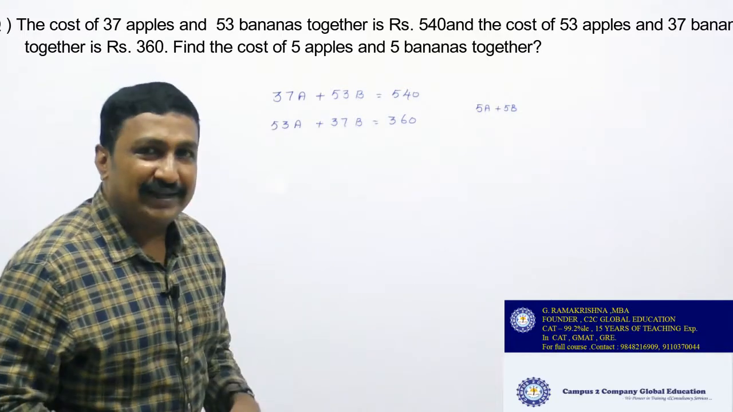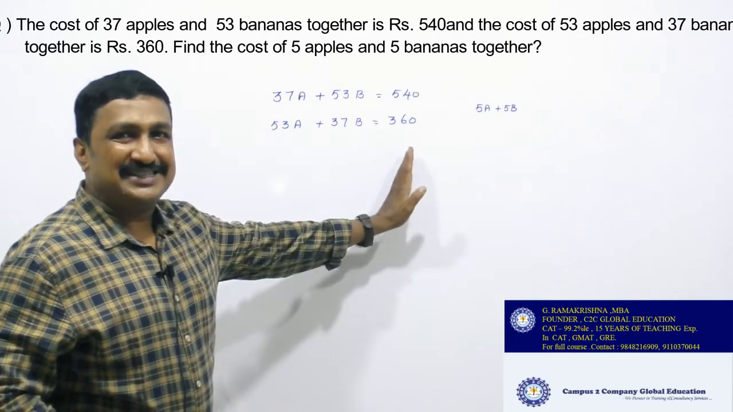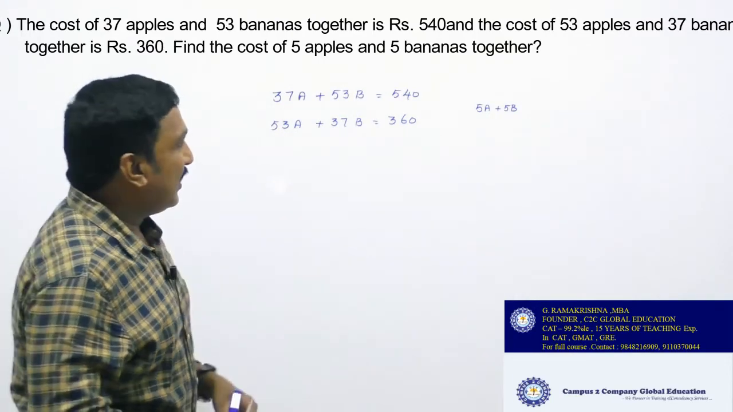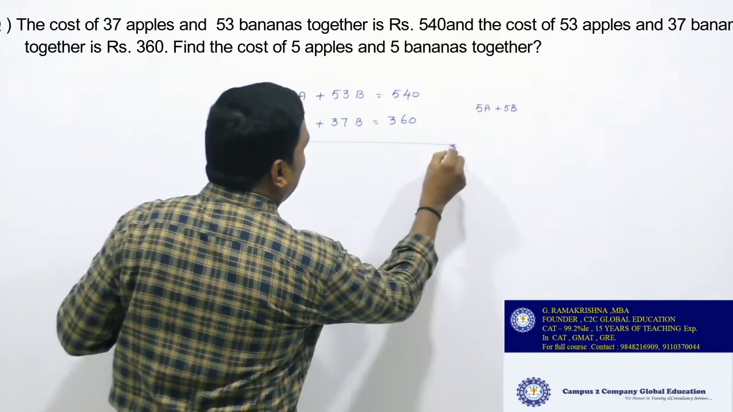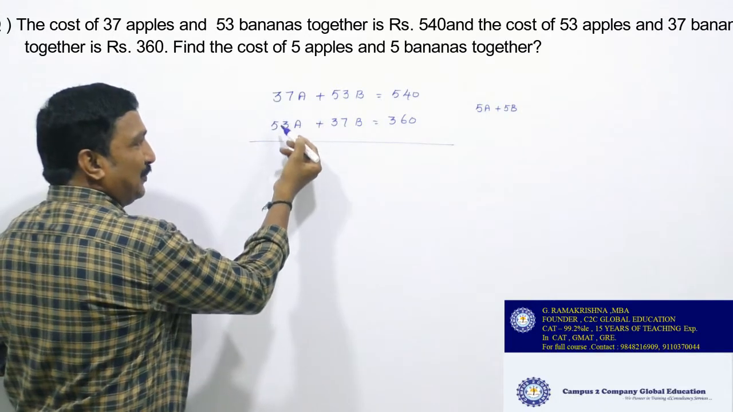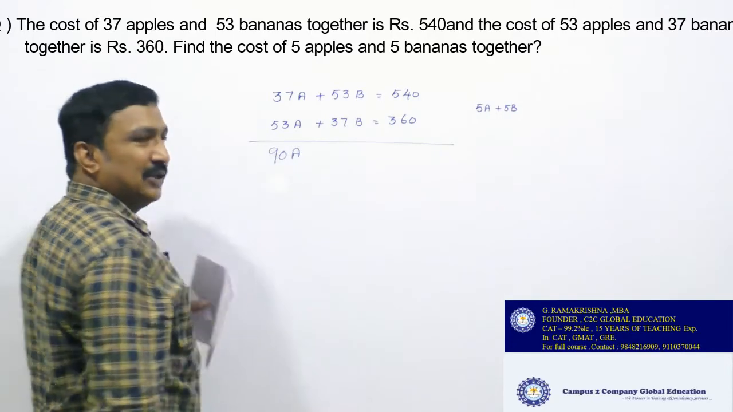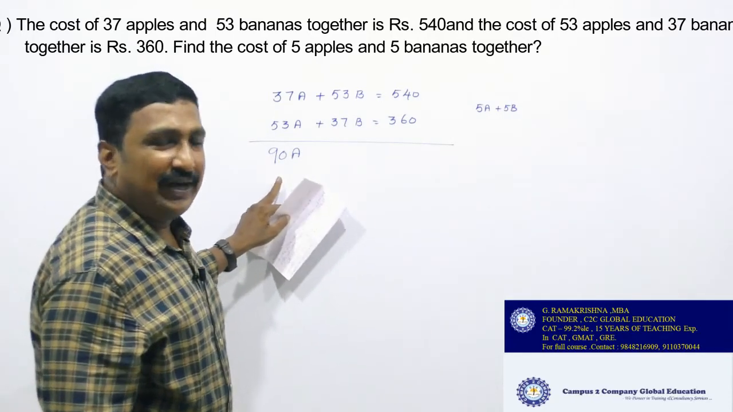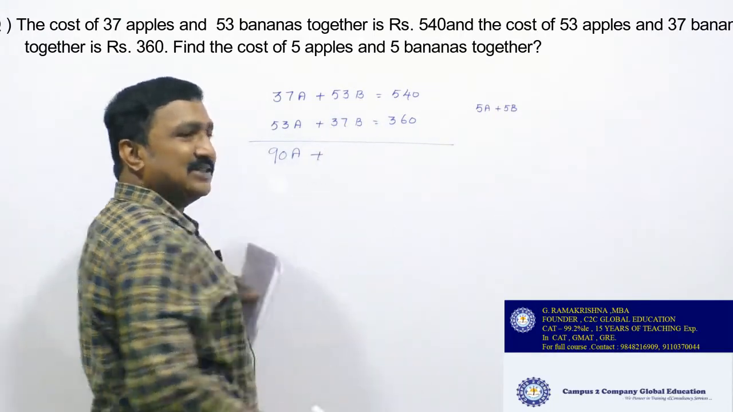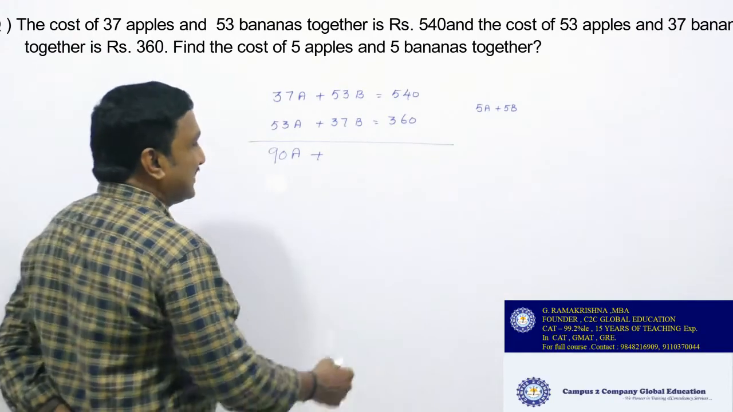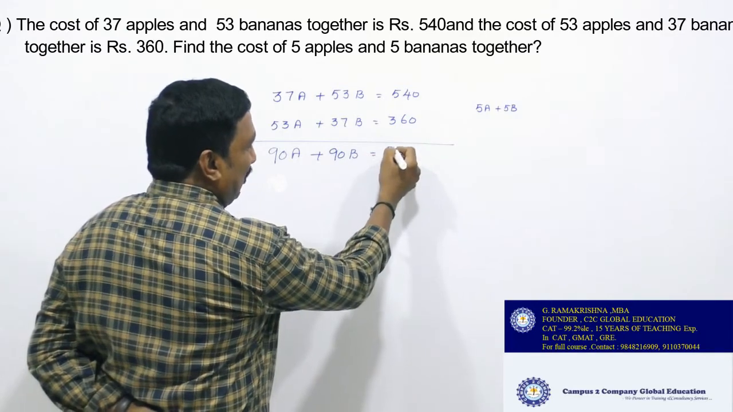We can find it directly when, if you add both the equations, the coefficients are the same. How are the coefficients the same? If you add both the equations, 37 apples plus 53 apples together is equal to 90 apples. So here the a coefficient is 90. Similarly 53 bananas plus 37 bananas is equal to 90 bananas together is equal to how much will become?